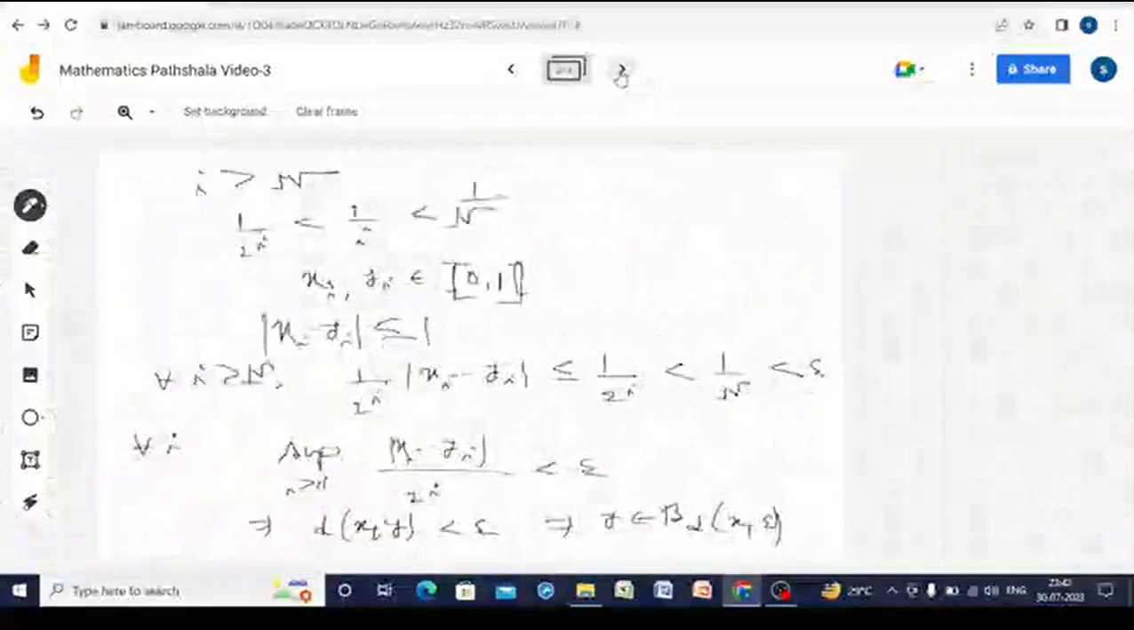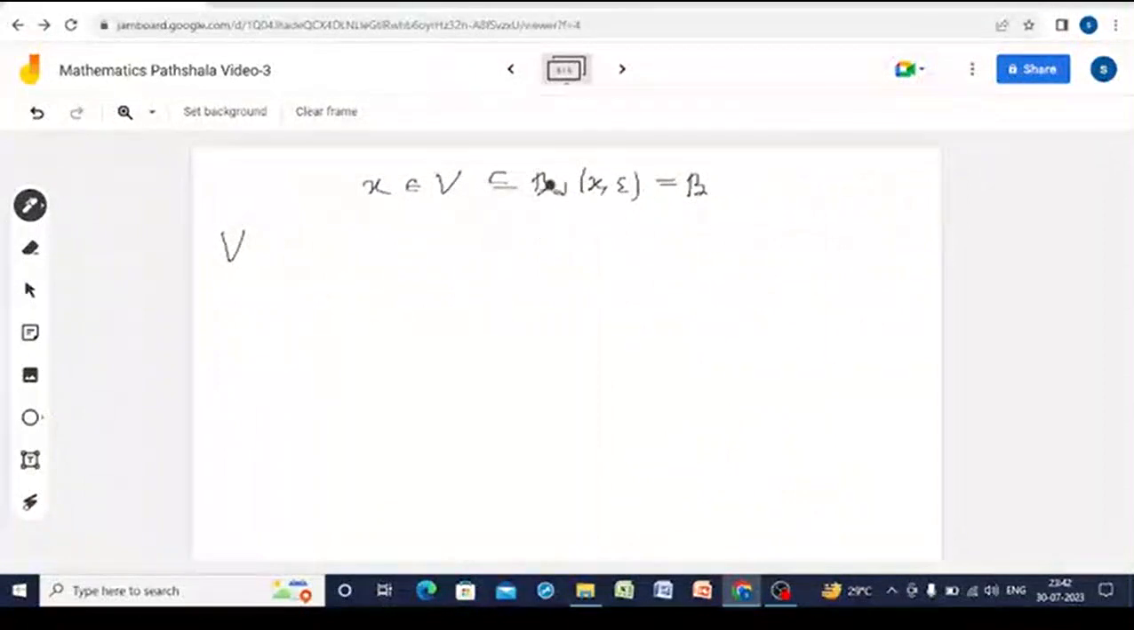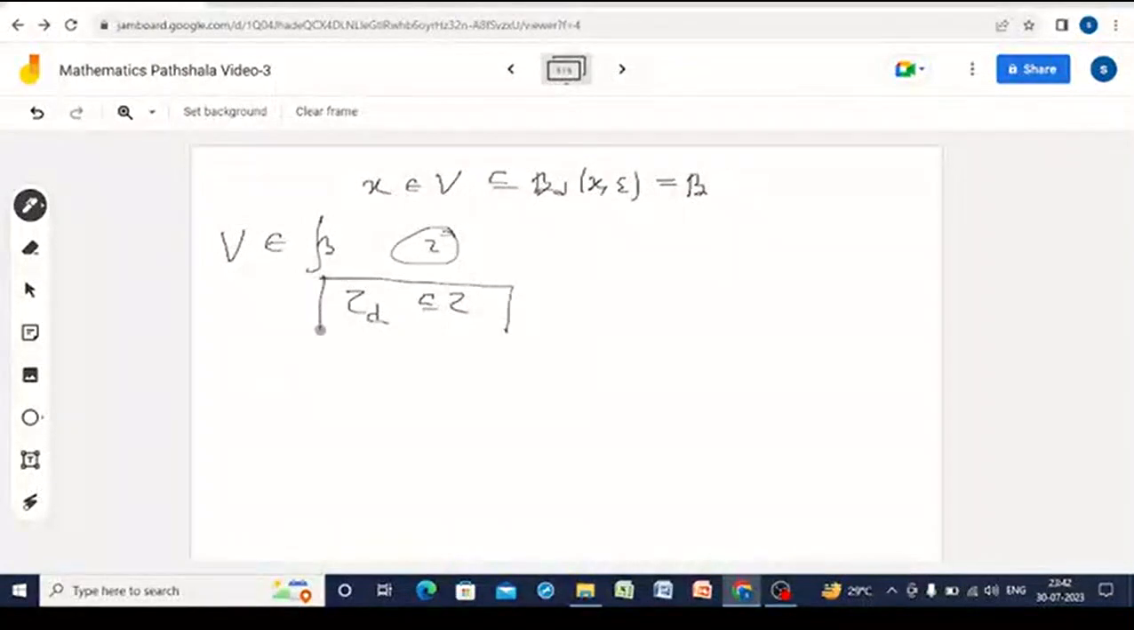So what we have done, we have taken a basic open set in the metric topology, and we get a basic open set V belonging to our script B, which is the base for tau. So this implies by our result stated above that tau is the larger topology. So tau_d is a subset of tau. So one part is done. Now we will show the second part. Now we will show tau is a subset of tau_d.